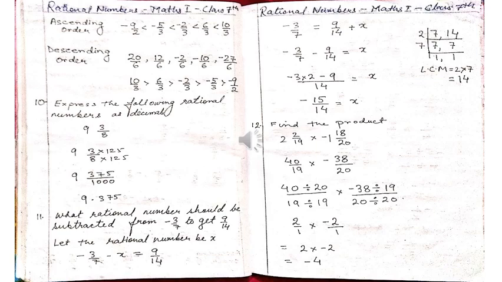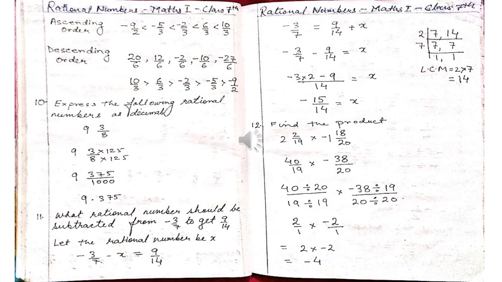So here you will find from the greatest to the smallest. The greatest is 20 upon 6, then 12 upon 6, then minus 2 upon 6, then minus 10 upon 6, and at last minus 27 upon 6. There the greater sign will be on each part. So 10 upon 3, 6 upon 3, minus 2 upon 3, minus 5 upon 3, minus 9 upon 2.